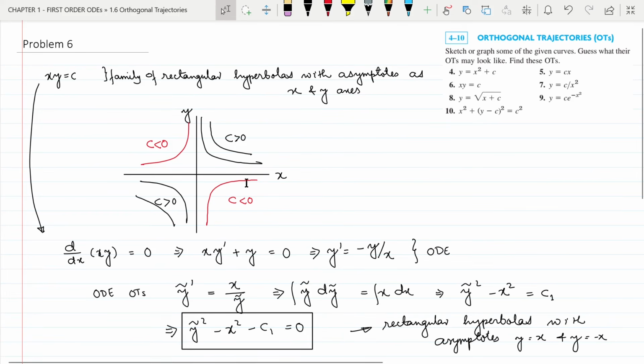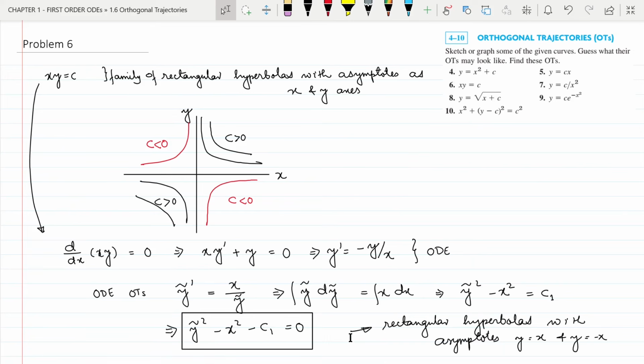This x axis is tangential to the hyperbola at plus infinity and minus infinity. Similarly, the y axis is tangential to the hyperbola at plus and minus infinity. And these two asymptotes, the x and y axis, are perpendicular to each other. So that is why this hyperbola is called a rectangular hyperbola. Similarly, in this case, the two asymptotes are y equal to x and y equal to minus x, and these two straight lines are perpendicular to each other. So that is why this is a rectangular hyperbola.